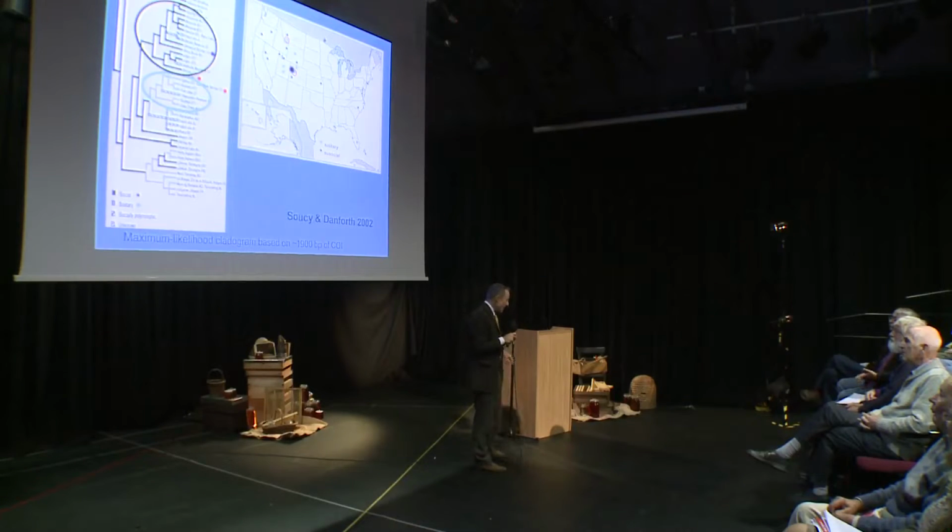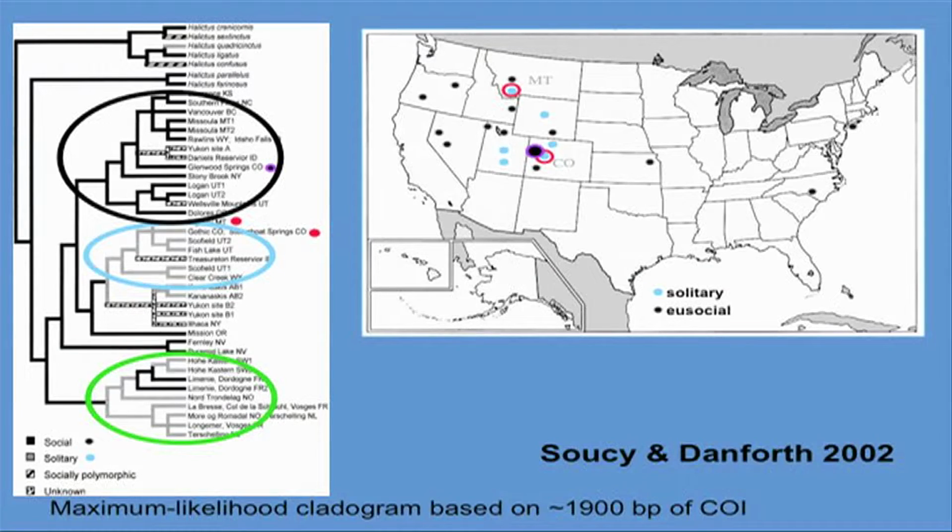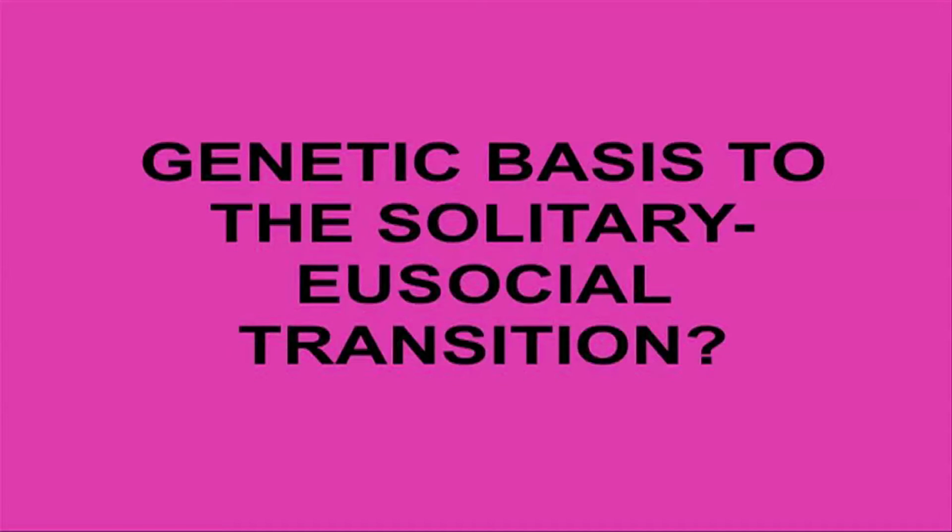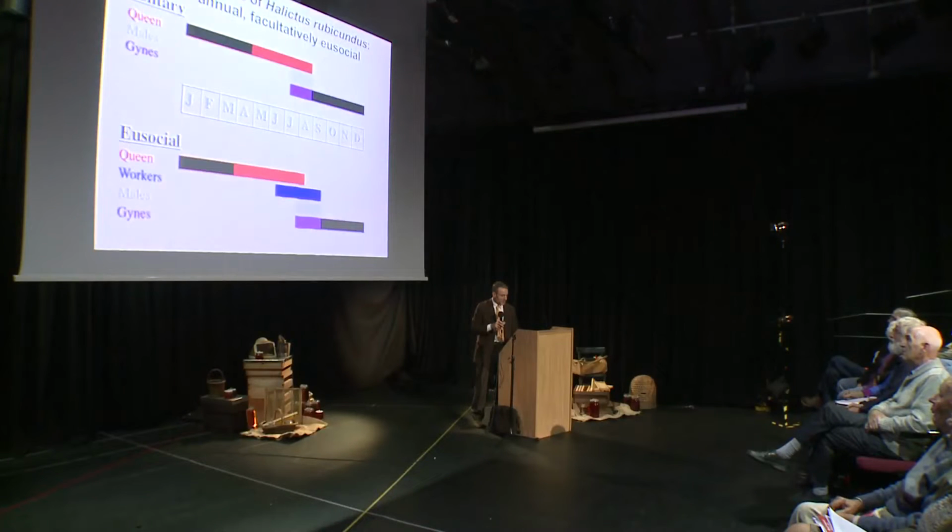So what seems to be the case in the USA is all the social ones are genetically very close, and all the solitary ones are genetically very close to each other, but they're distant from one another. So the suggestion from this is that there's a genetic basis to sociality, that genes underpin behaviour and social behaviour. In green at the bottom are the European bees, a bit unclear where they lie. So the question we've asked is, is there a genetic basis to that transition?